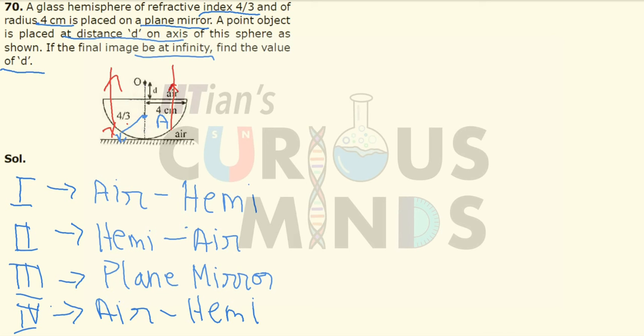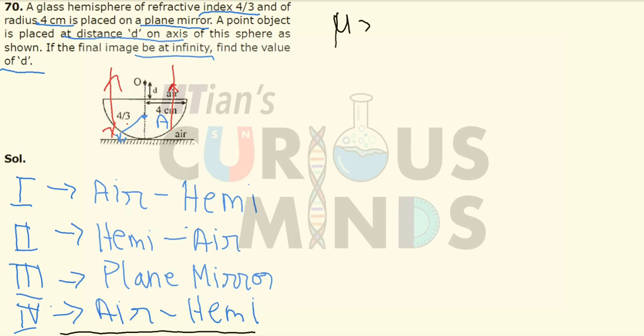Since the final image is formed at infinity, it is very much clear that even if I do not take the final process of the straight line over here, it will still give me the same answer. So let us start solving this part. I will start in the reverse manner, that is, I will start with the fourth process, where the final image is formed at infinity.